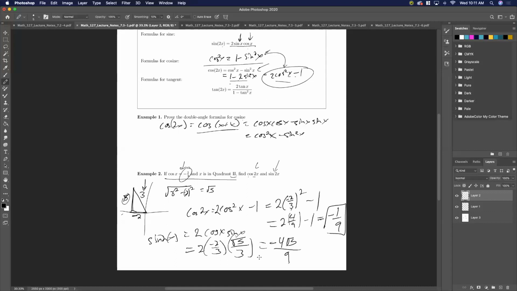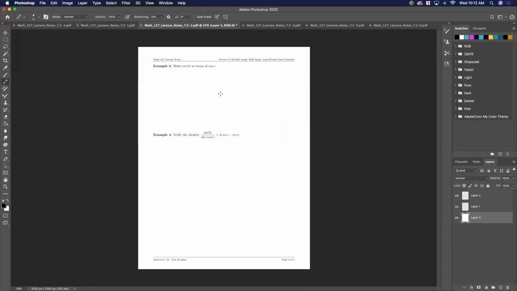Everyone okay with that? I forgot how confusing double angles were for me. Yeah, here if we have a double angle, you just kind of crunch so we don't work through it. All right, let's go to the next one.